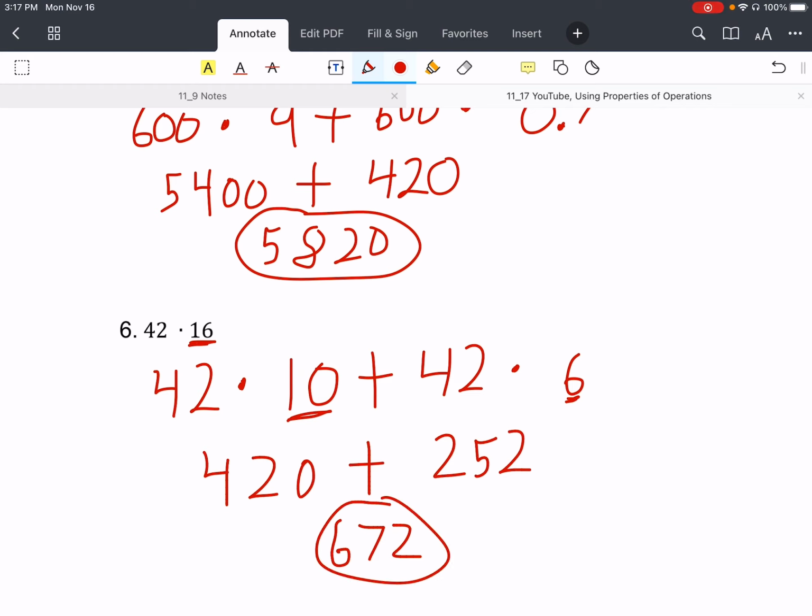So those were our three properties. I am much more concerned that you know how to use these properties as opposed to you getting the correct answer. Good luck.